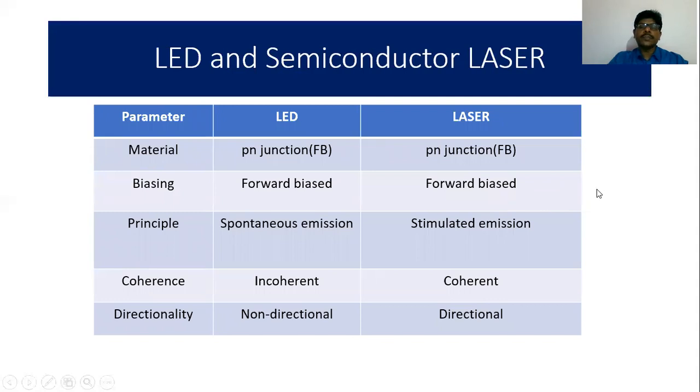So now we shall see what is the difference between an LED and a laser. In terms of material, you can see both have got a PN junction. Biasing, both the LED and the laser are forward biased. Major differences: in the case of LED, light is given out by spontaneous emissions, whereas in the case of laser, light is given out by stimulated emissions. That is why the LED is incoherent, whereas laser is highly coherent. LED is non-directional, whereas laser is directional in nature. So in this lecture, we have studied what is a semiconductor laser.